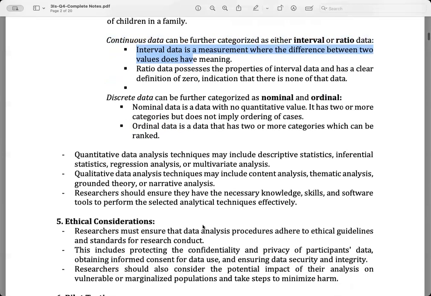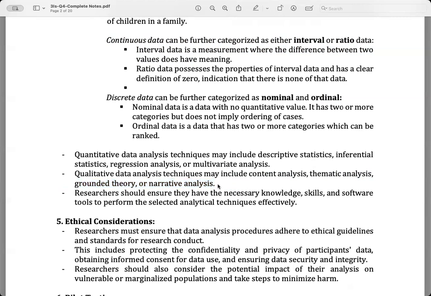All right. Now, remember the quantitative data analysis techniques may include descriptive statistics, inferential statistics, regression analysis, or multivariate analysis. So we will discuss that further later on. And when you do qualitative data, this may include content analysis, thematic analysis, grounded theory, and or narrative analysis. So the way you handle your data analysis would really depend on the nature of data that you have. So it's really good that you ask for assistance or professional guidance, particularly coming from an expert.